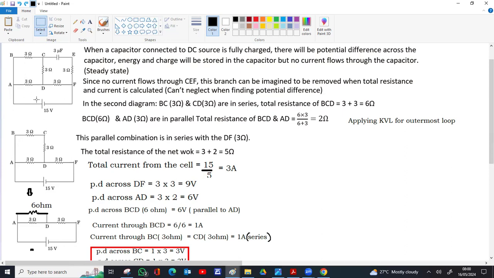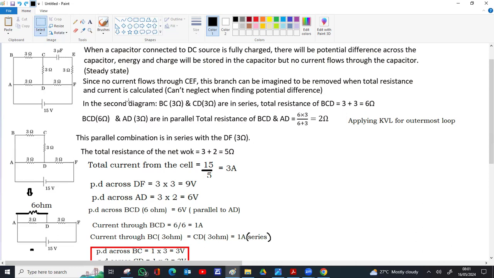For the resistor, the current flow will decide plus or minus. The current is going from B to C. Current always flows from positive to negative, higher potential to lower potential. So B is plus, C is minus. If you go from B to C, it will be minus 3 volts. If you go from C to B, it will be plus 3 volts. For the capacitor, the left is plus, right is minus.